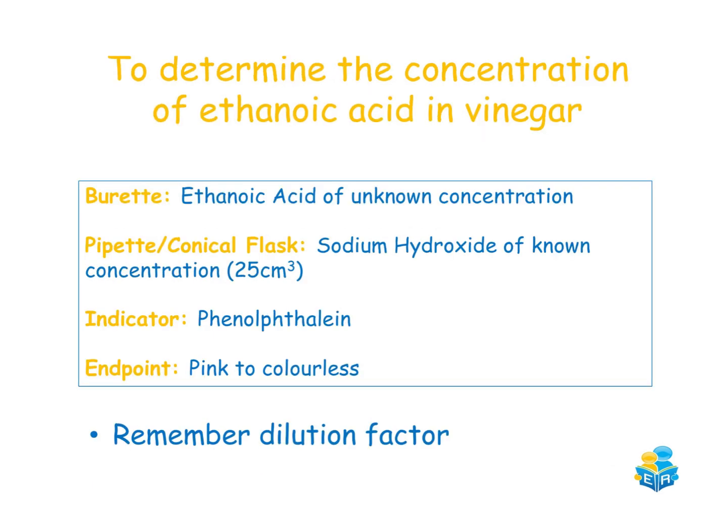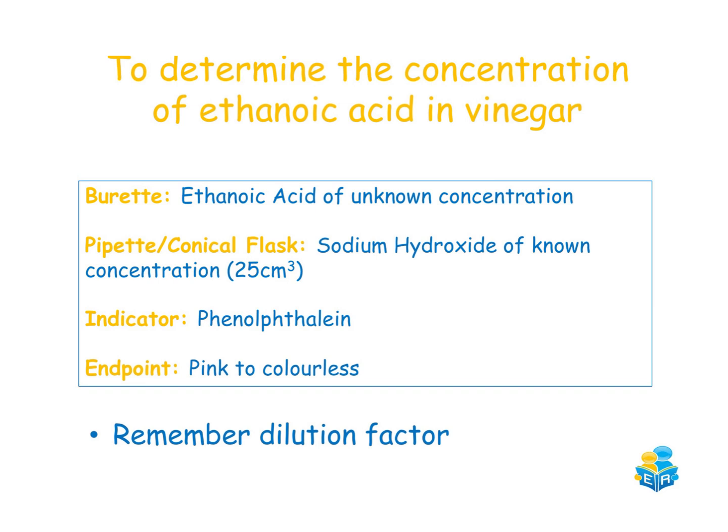So the particular titration that we're going to focus on in this video today is the ethanoic acid titration. What we're going to do is determine the concentration of ethanoic acid that is present in vinegar. Now, when I'm doing titrations, I like to condense everything down into what we need to know. So this box underneath our title is very handy to know what goes where in your titration: what is in your burette, what's in your pipette and your conical, what your indicator is, and what your endpoint or your colour change is.